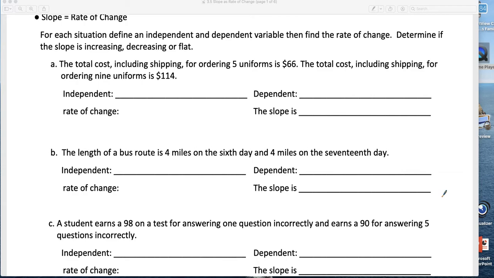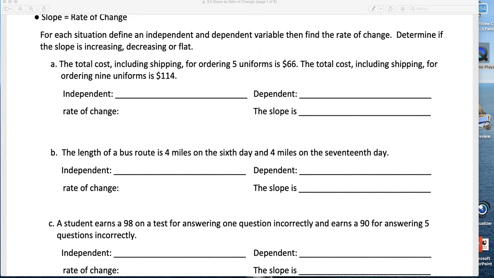Okay, so I'm looking for an independent and a dependent variable. The total cost, including shipping, for ordering 5 uniforms is $66. The total cost, including shipping, for ordering 9 uniforms is $114. All right, what I have here is I've got cost and I've got uniforms. One of those is independent, one is dependent. Now, I'm going to say that I wouldn't have shipping costs unless I had uniforms. So therefore, my independent variable is going to be uniforms.